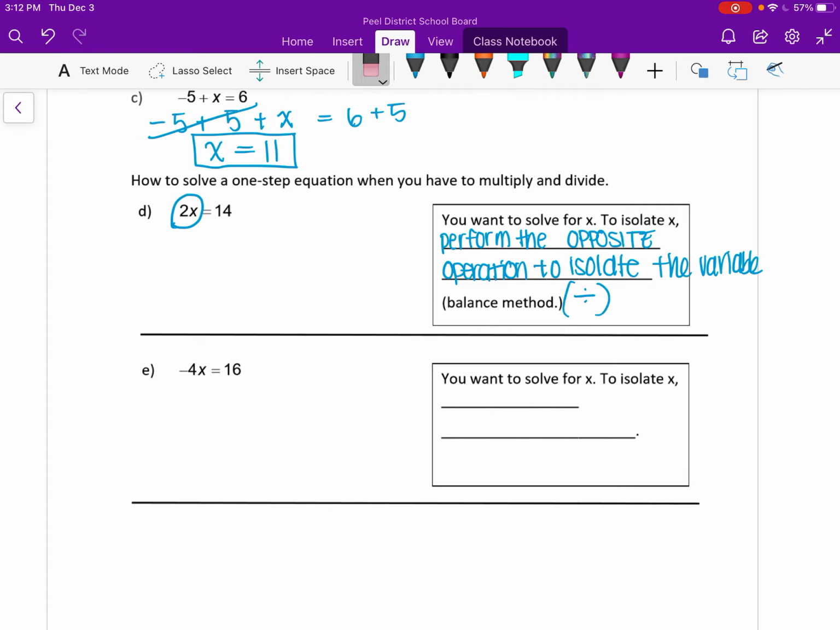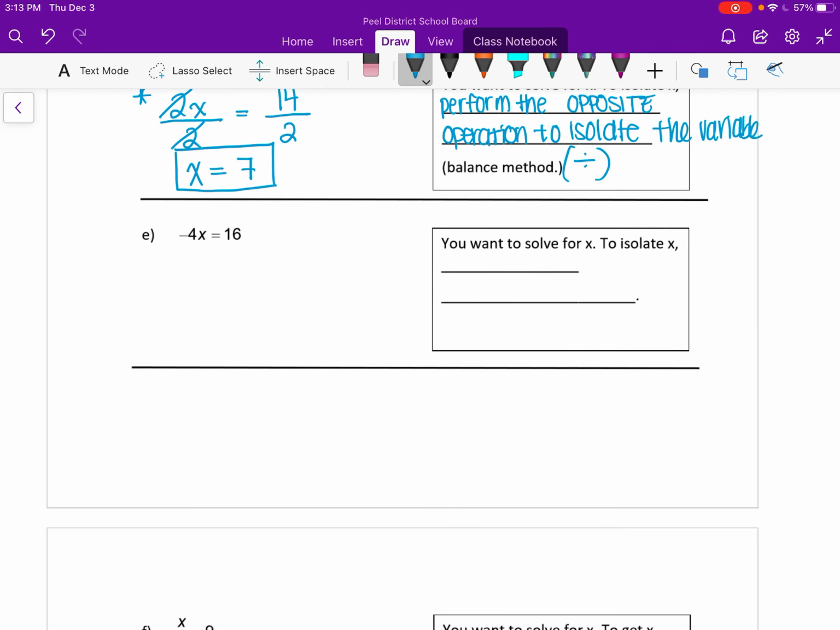So you're going to take this 2x and you're going to do 2x divided by 2 is equal to 14 divided by 2. These 2's will cancel each other out. And if you want a further explanation on why this happens, I can make a video for you as well. And then you'll have x equals 14 divided by 2, which is just 7. And that'll give you your answer.